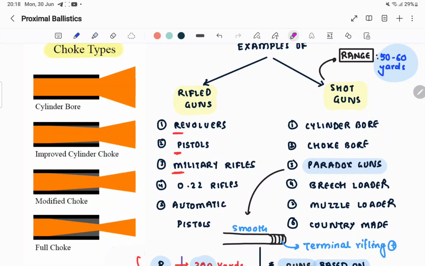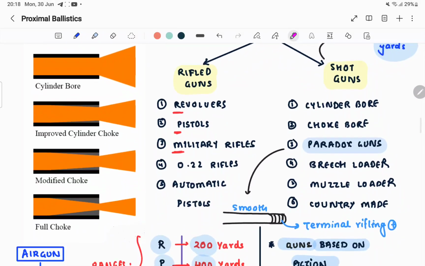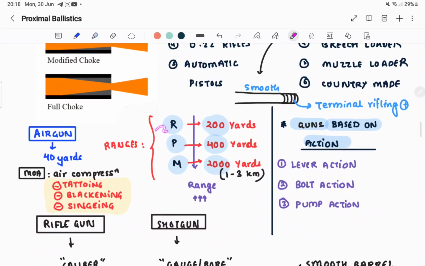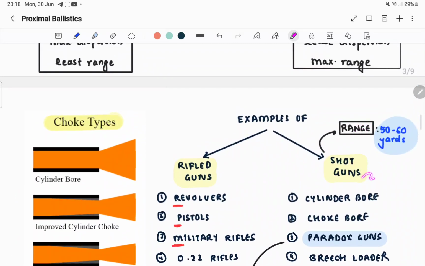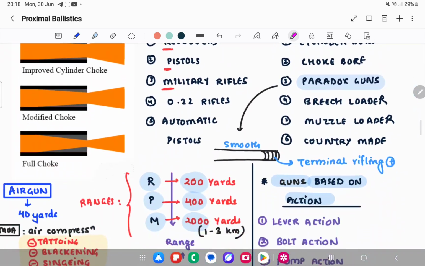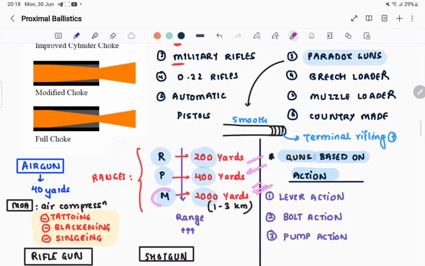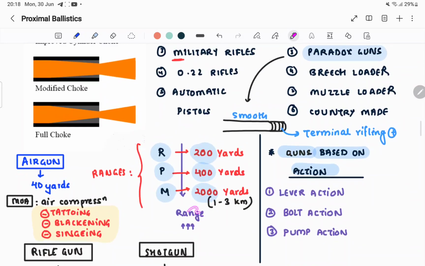Okay, shotgun, it has less range than rifle gun. Rifle gun, basically the revolver has a range of 200 yards, pistol has a range of 400 yards, and military rifle has very high range, 2000 yards. And as compared to that, shotgun has a smaller range, 50 to 60 yards. Rifled gun has about 4 times more range, 200, 300, 400, okay, 2000. Military rifle 2000, and increased range.